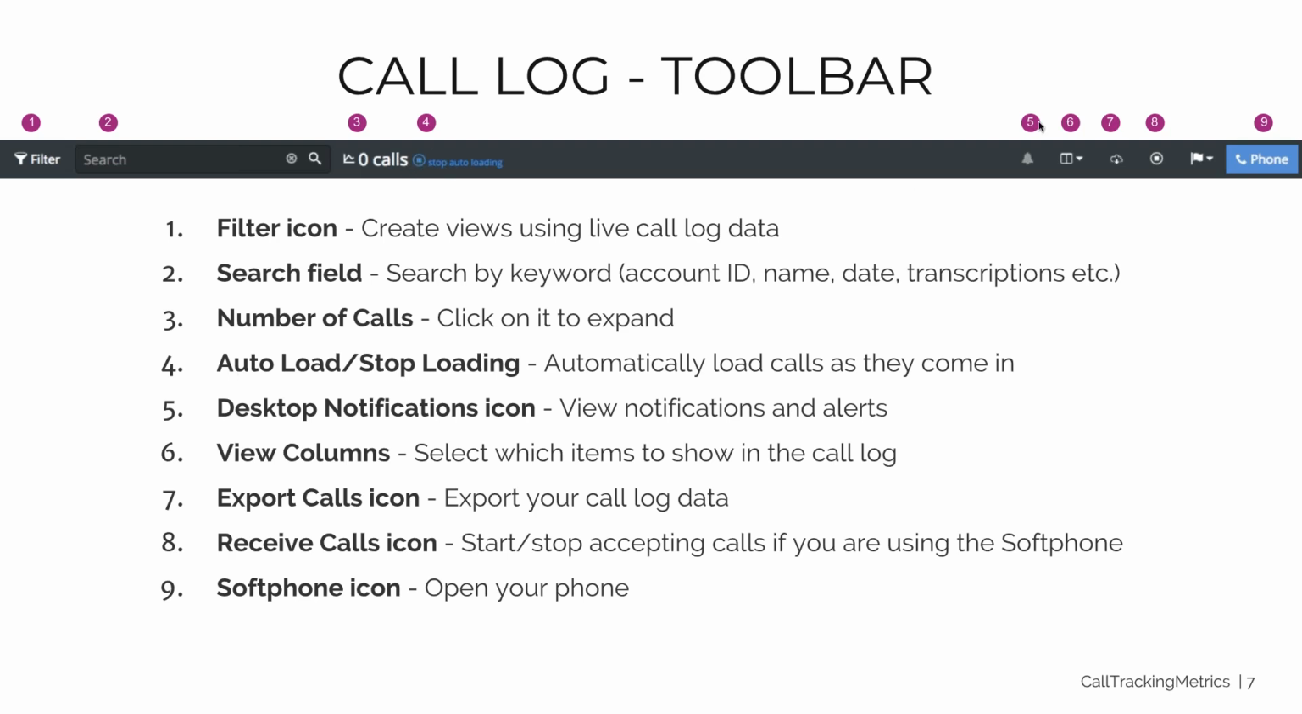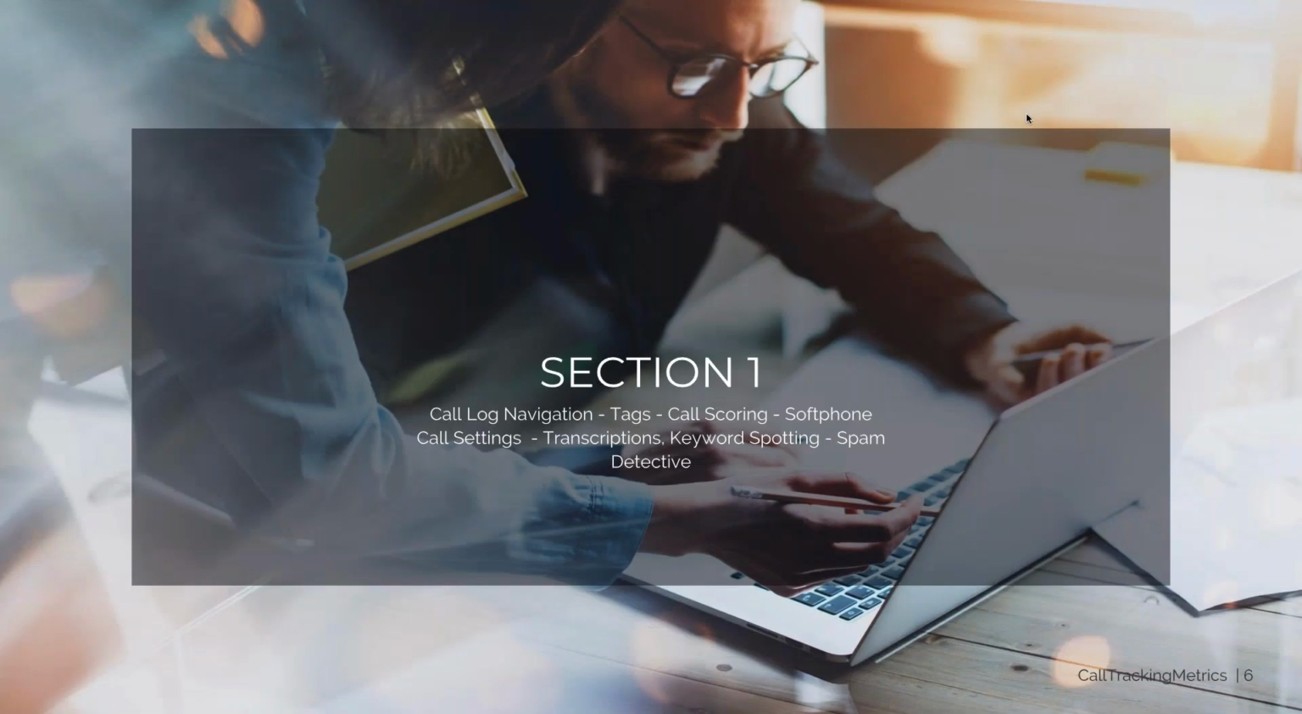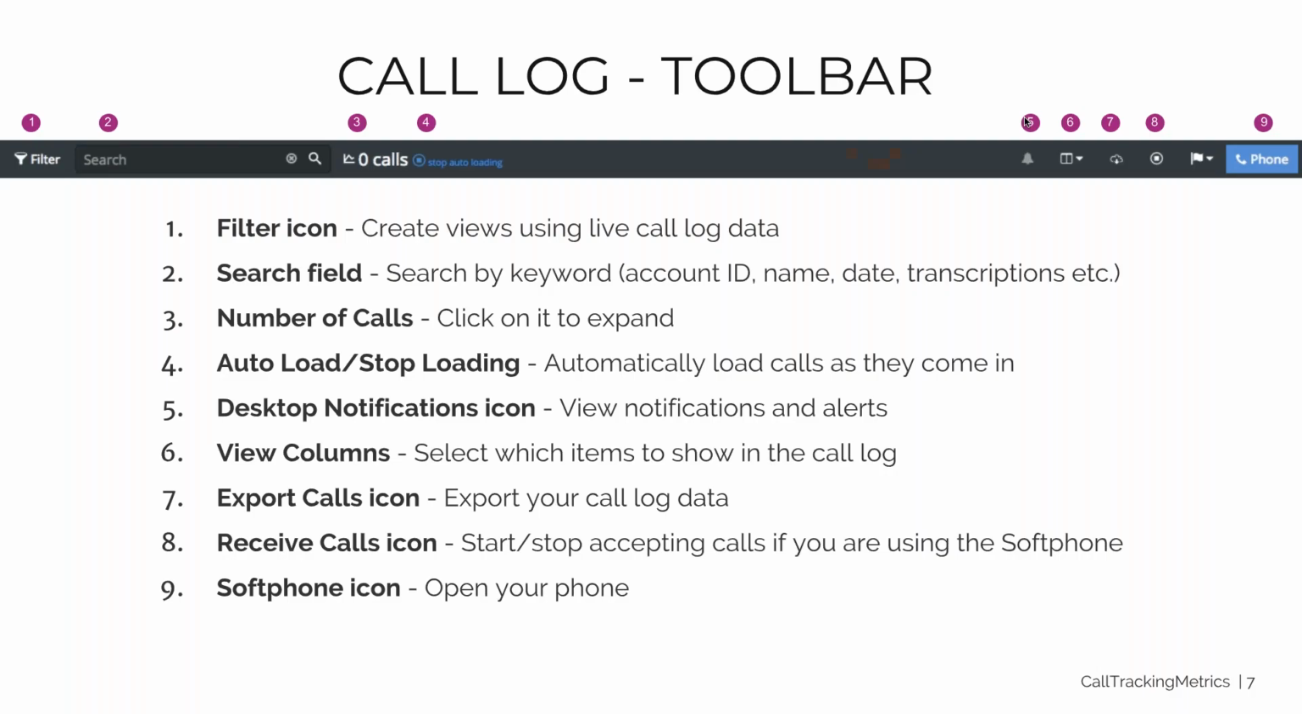Number 5 here is going to be desktop notifications, so you can enable or disable that. Number 6 is going to be our columns that we can view. You can customize your call log. You can add or remove different columns, so if something's irrelevant to you, it doesn't have to take up your space. You can disable that. Number 7 is our call log export icon.